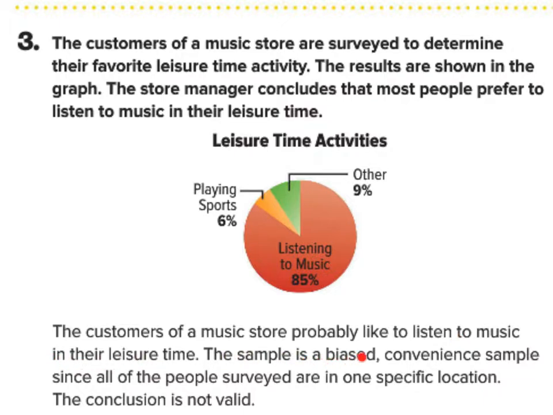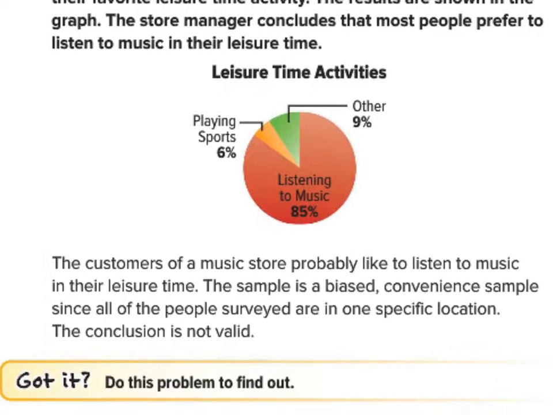The sample is biased. Convenience sample, since all of the people surveyed are in one specific location, the conclusion is not valid. If we wanted to make this unbiased, I would say survey the people in a grocery store. They're there to buy food, and some of them might listen to music. You would get a more random sample.